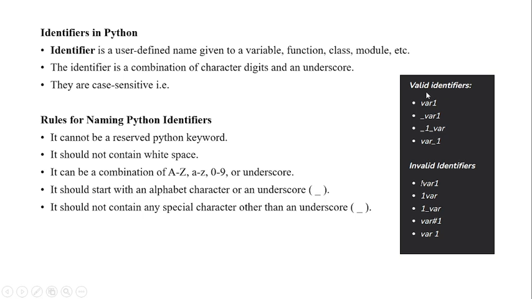See the valid identifiers: variable1, var1, _var1, _1, _where_1. These are valid because they start with an alphabet character or underscore. Invalid ones: an exclamation mark is a special character, so we can't start with it. We also can't start with a digit, and spaces are not allowed, so these are invalid. Okay, these are the identifiers.